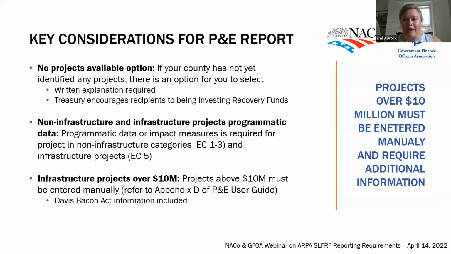We'll take that information, but we also want a written explanation from you. Written justification. I like their new acronym, the WJ. It kind of sounds like a cool new network. So the WJ is required if you don't have obligations or expenditures on any planned project. So make sure that you're prepared for that and with that information.